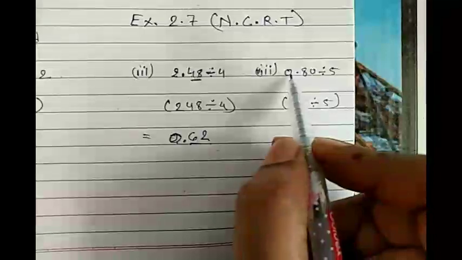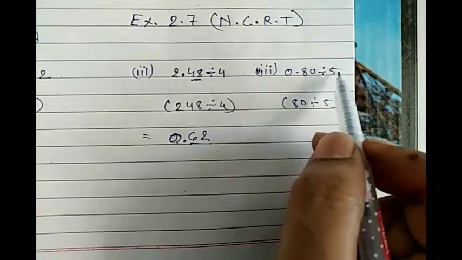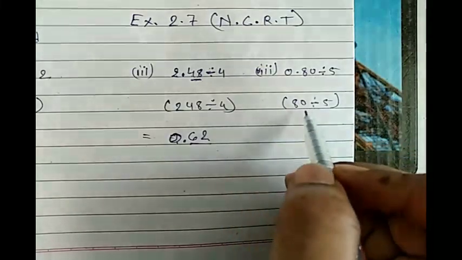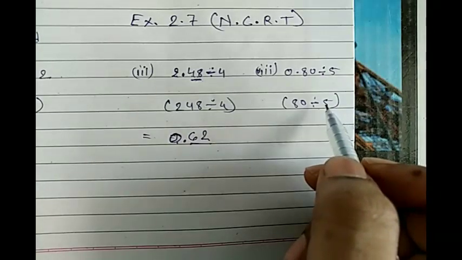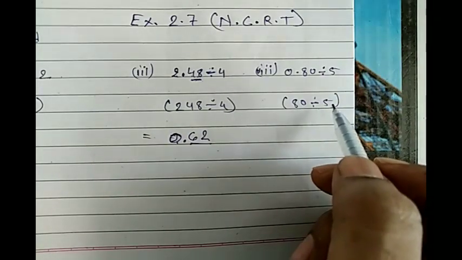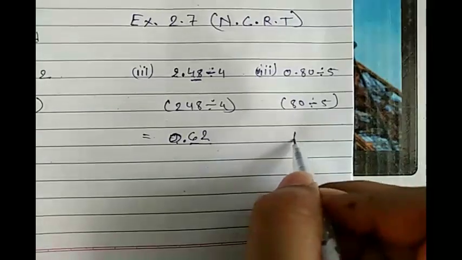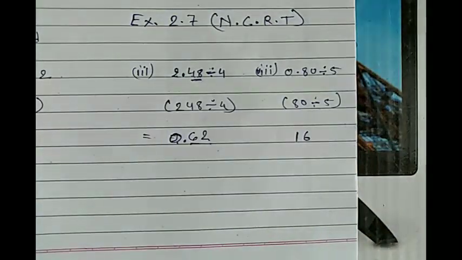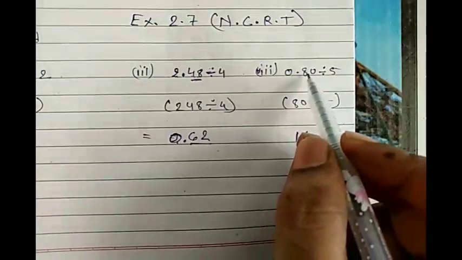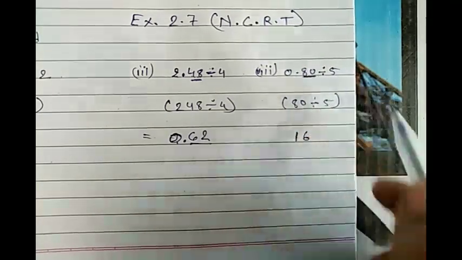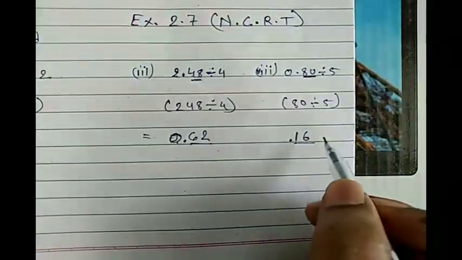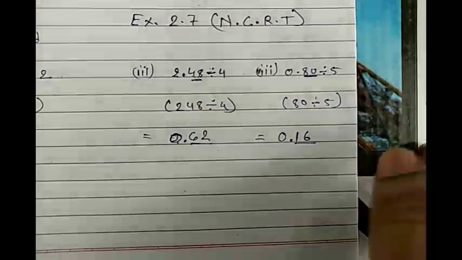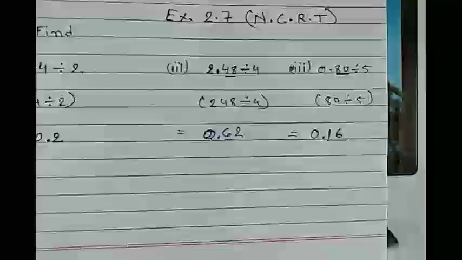The third question, 0.80 divided by 5. Ignore the decimal, so we get 80 divided by 5. When we divide 80 by 5, we get 16. Now, in the question there are two digits after the decimal, so we require two digits after the decimal. So put the decimal before two digits and a 0. Our answer is 0.16. In such a way, we can divide a decimal number by a whole number.